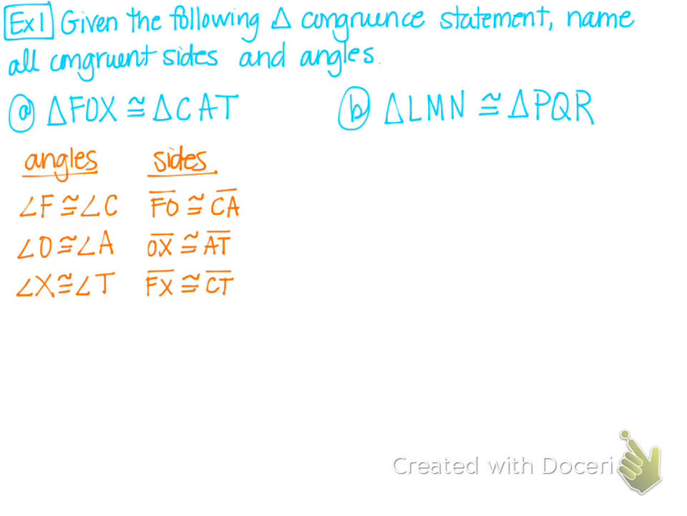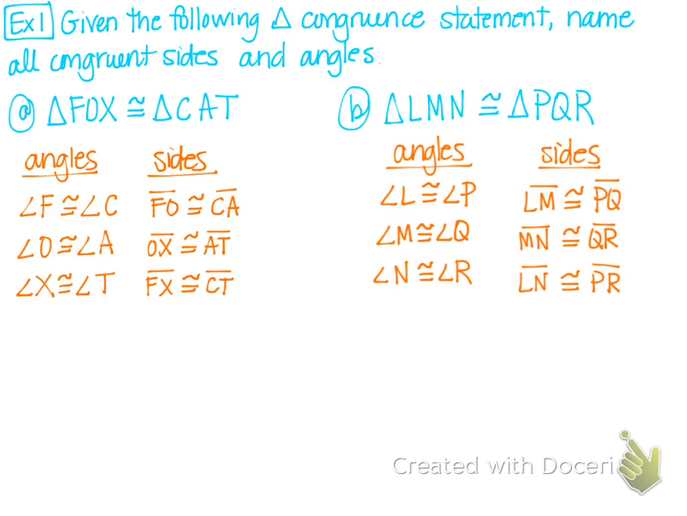Now moving on to B. I would like for you to pause the video and see if you can get the corresponding sides and angles for example B. Okay, now that you've tried it for yourself, here are the solutions. Now, your angles have got to be matched up exactly like mine, but as far as your sides, if you have it written backwards like ML and then QP, that's fine as well. So you can transpose the letters for the sides as long as you have those two specific letters grouped together.